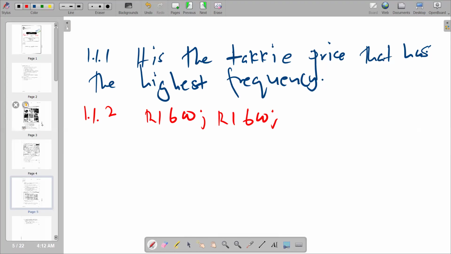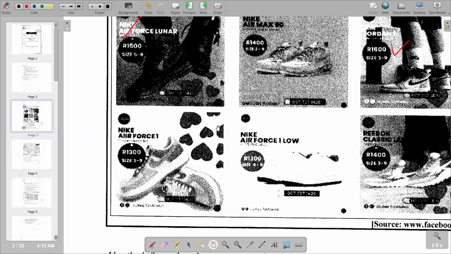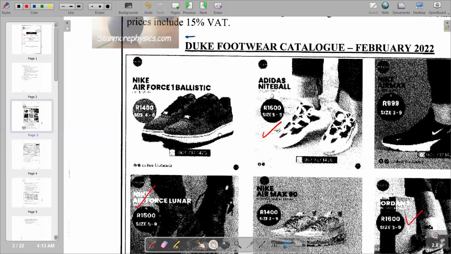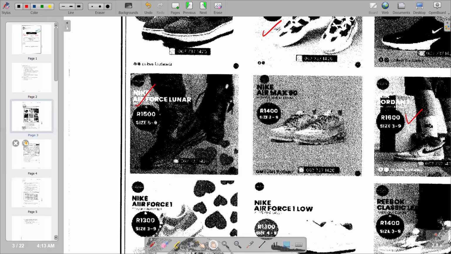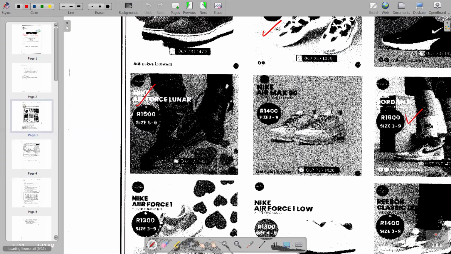So we try to go back and see the one that is just below 1,600. We've got 1,500 here, and we try to see if we have another 1,500. We check all the prices that we have, and we see that we only have one, so you can just include that one. So we are saying 1,500. Then we check the one just below 1,500 again.